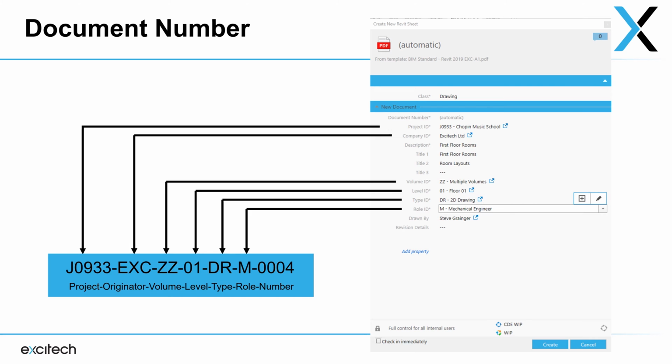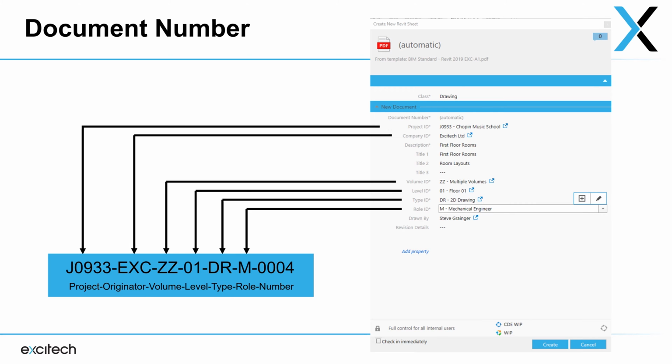In this example, we are naming a drawing using the seven mandatory fields, which you will see are all separated by hyphens. The first is the project identifier, which can be between 2 and 6 characters long. In this example is J0933. We then have the originator, which is a short code for the business that created the document. This code can be between 3 and 6 characters long, and in this example, it's EXC for Excitec.